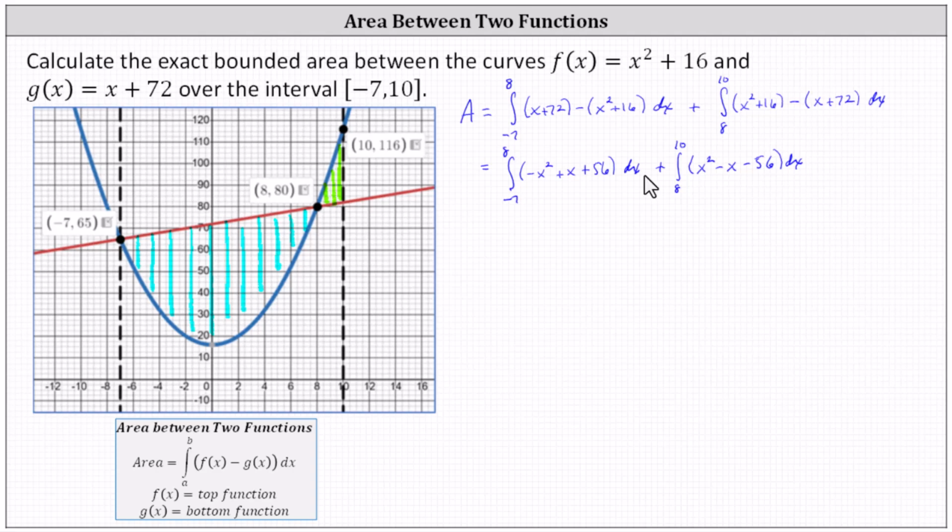And now let's determine the antiderivatives. For the first integral, we have -x cubed divided by 3, or -1/3 x cubed, plus x squared divided by 2, or plus 1/2 x squared, plus 56x. And then for the second integral, the antiderivative is the opposite. We have 1/3 x cubed minus 1/2 x squared minus 56x.